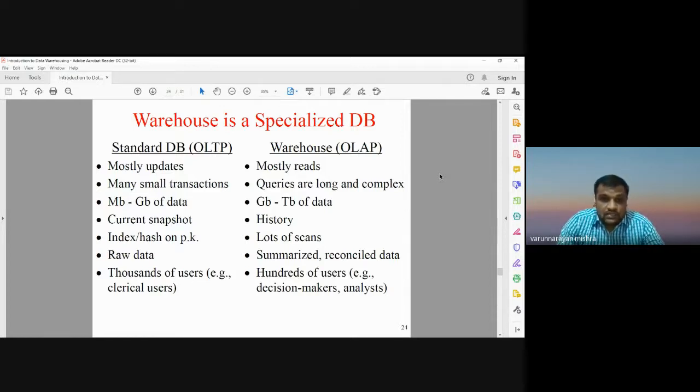Or you can say OLAP, online analytical processing. It's a kind of processing on the warehouse that will have mostly reads. Its queries are long and complex.